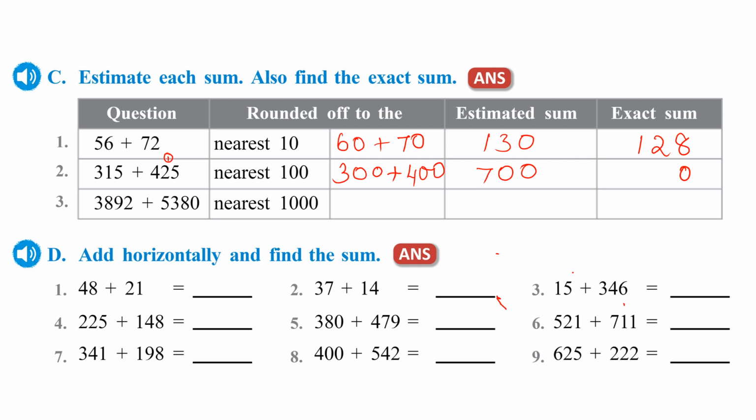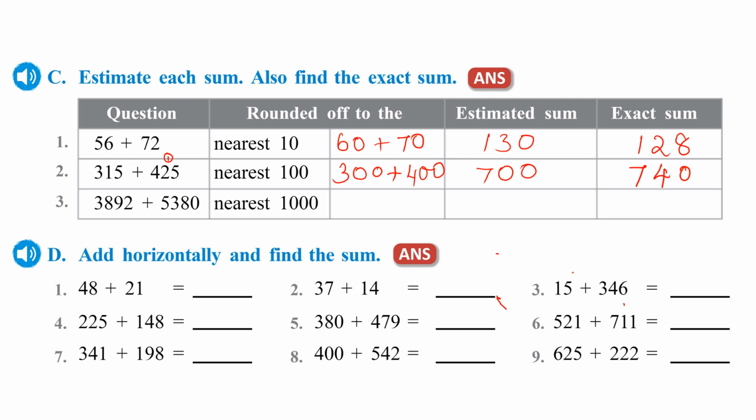2 plus 1 is 3. 3 plus 1 is 4. So in tens place I have 4. Then I move on to hundreds place. 4 plus 3, that is 7. Right? So that is the exact answer. That is the exact sum. Isn't it? Yes. Now we'll move on to the third question.